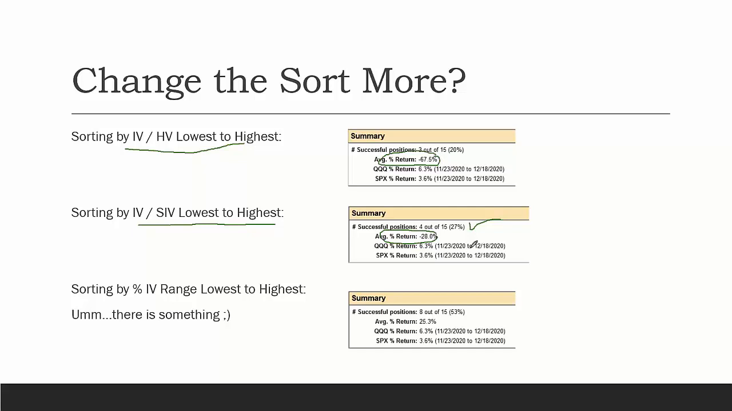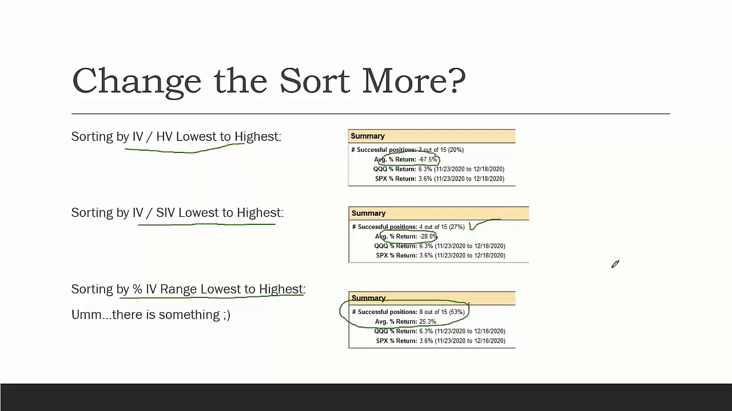Now, here's an interesting thing. Same search criteria did not change anything. Same search date, November 23rd. Changing the sort to percent IV range of lowest to highest, the options that had the lowest implied volatility over the life of their options for that December expiration, just 25 days away, 8 out of 15 were successful for a 25.3% return. I was shocked by that, to tell you the truth.